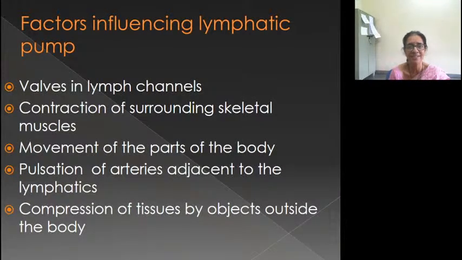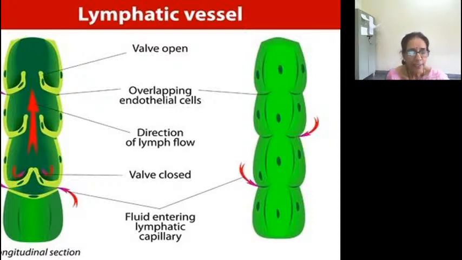The second factor is the lymphatic pump. So what are the factors influencing the lymphatic pump? Valves in the lymphatic channels, coming to this diagram. Whenever the lymphatic vessels are stretched with fluid, there will be contraction of the smooth muscle on the walls of the lymphatics. When there is contraction, the valve opens and the fluid is pushed forward, and the valve behind gets closed. Again, when the next segment fills up with fluid, it contracts, and the same way the fluid is pushed forward until it reaches the right atrium.